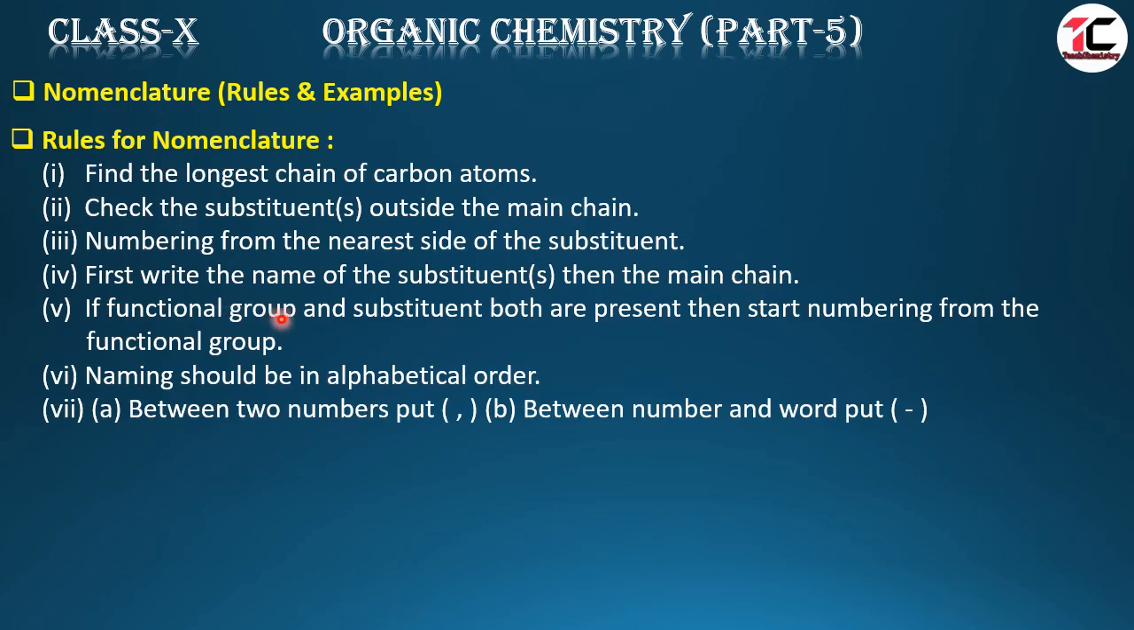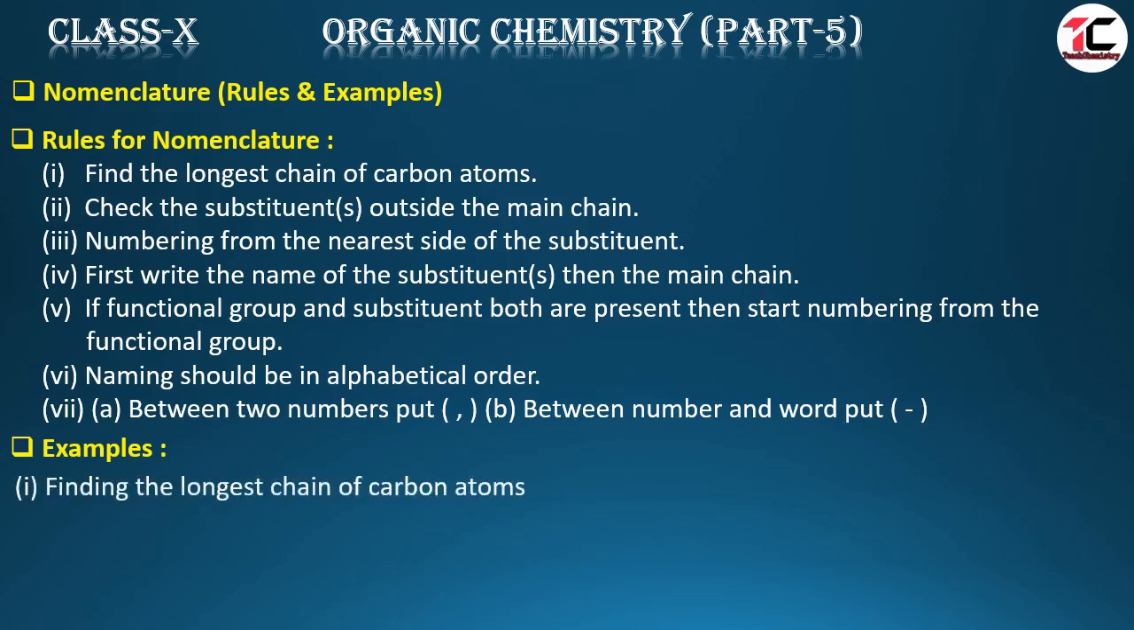If a functional group and a substituent are both present, in this condition we will start numbering from the functional group. That means the functional group should come first and the substituent later on. Naming should be in alphabetical order: which comes first in the alphabet will come first in the naming. And the last rule is between two numbers put a comma, and between a number and a word put a dash. So students, there are some rules for nomenclature. Let us see the examples one by one.